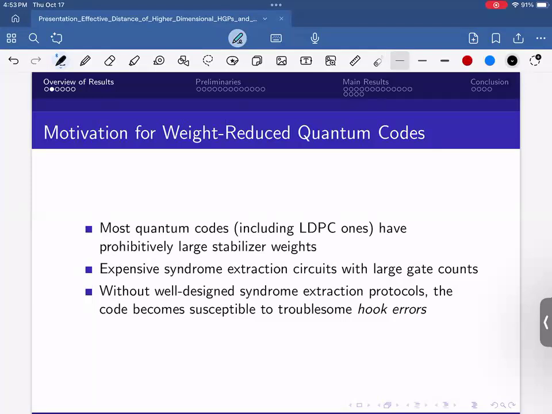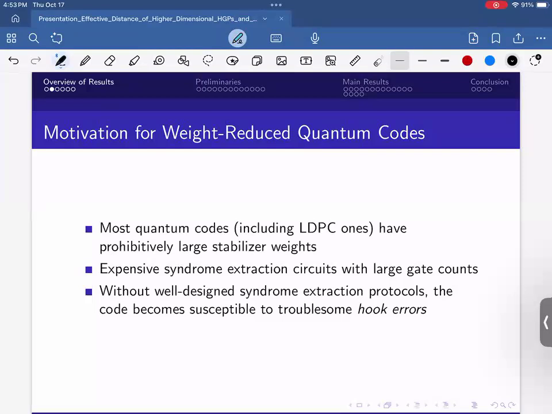Yeah, just saying that it's more practically relevant on the quantum side because when we actually perform syndrome measurements, we cannot measure every single quantum bit, because it would cause the superposition to collapse. Because of this, we have to strategically measure based on each row of the stabilizer check matrix. So the weight now matters. Another point is that most quantum codes, including the LDPC ones, do have prohibitively large stabilizer weights.